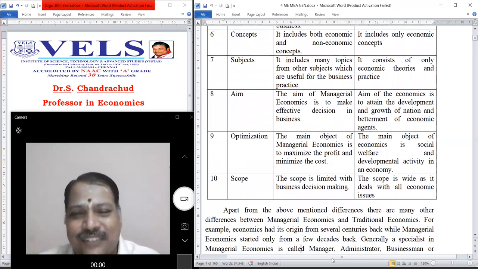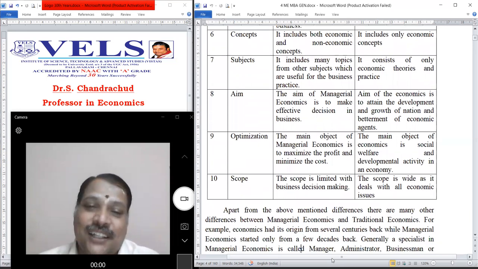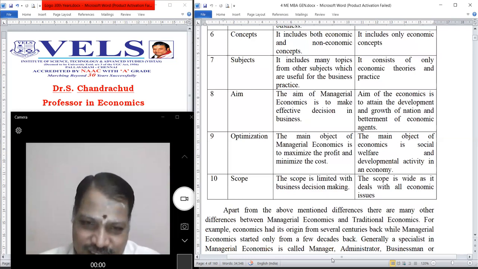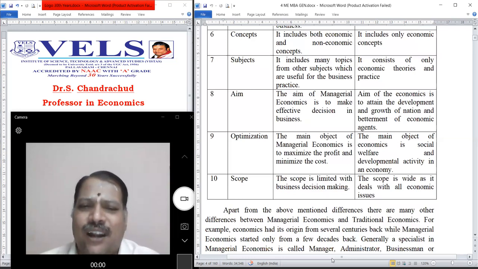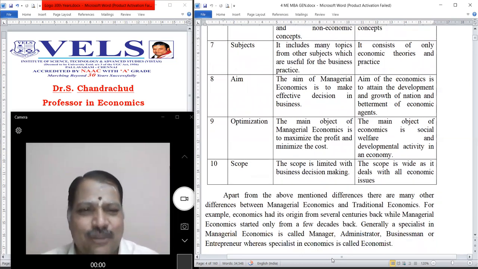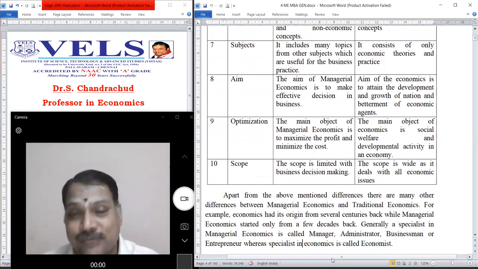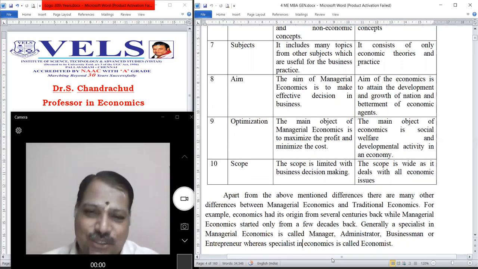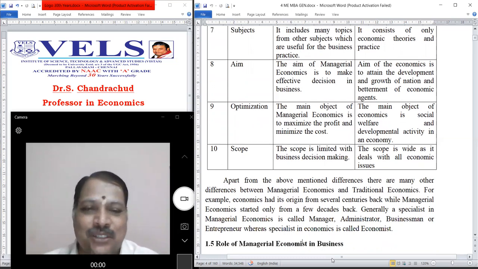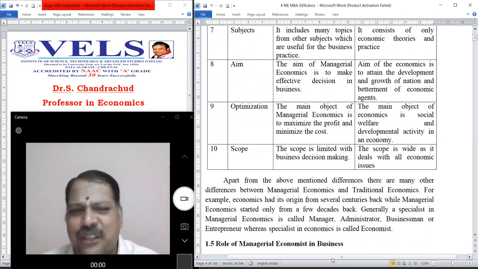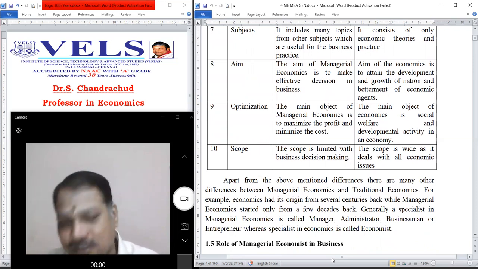The next factor that we are considering is the optimization. The main objective of managerial economics is to maximize the profit and minimize the cost. But the main objective of traditional economics is social welfare, and we have to take developmental activity in an economy. Finally, when we compare the scope of these two subjects, the scope is very limited in business decision making. Why? Because it is restricted to decision making only. But the scope of traditional economics is very wide, as it deals with all economic issues.